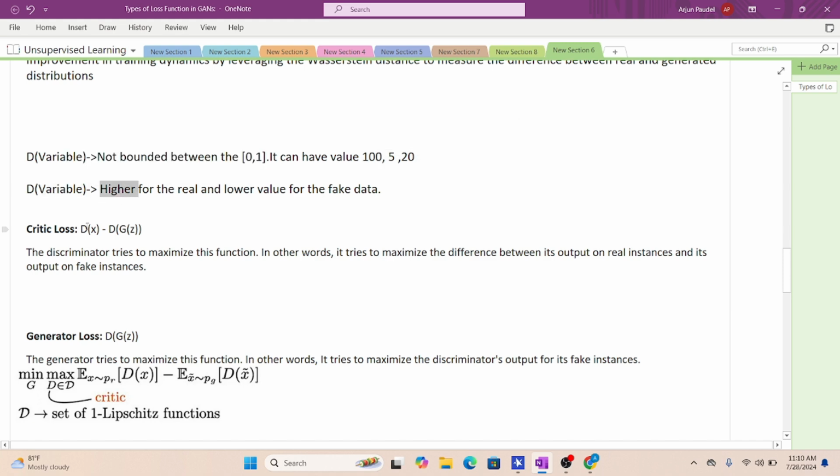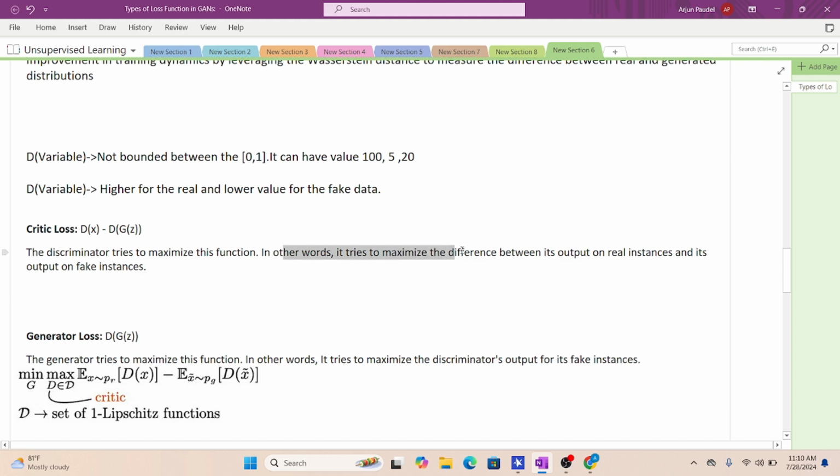The critic gives lower values for fake data and higher values for real data. The critic tries to maximize this function because if it gives a higher value to real data and a lower value to fake data, the difference should be maximized. So the critic tries to maximize this function.